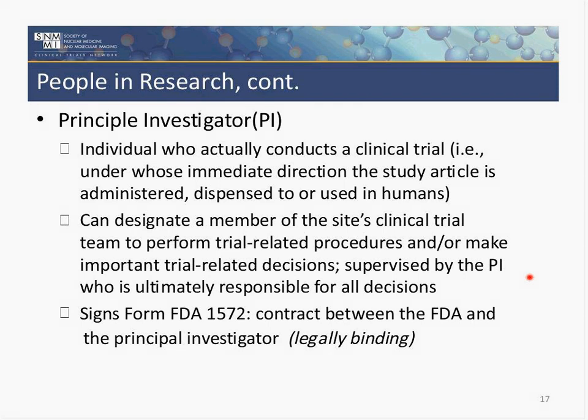So if you're doing a sponsored clinical trial of an imaging agent, the nuclear medicine physician might be the principal investigator for the study. But in a clinical trial such as an oncology study or neurology study, the principal investigator may not even be in the nuclear medicine department, and essentially delegates trial-related procedures to other individuals, other physicians who will oversee the procedures.